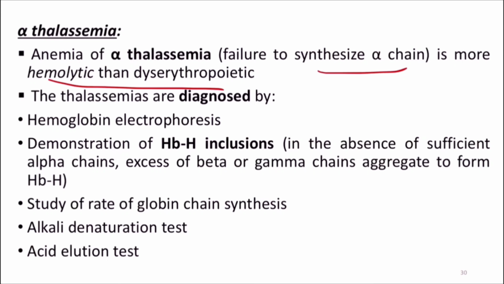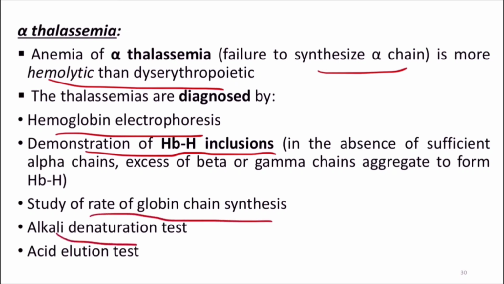Thalassemias are diagnosed by hemoglobin electrophoresis. Demonstration of HbH inclusions can be done. That is, in the absence of sufficient alpha chain, excess beta or gamma chains aggregate to form HbH. Other tests are study of the rate of globin chain synthesis, alkali denaturation test, and acid elution test.